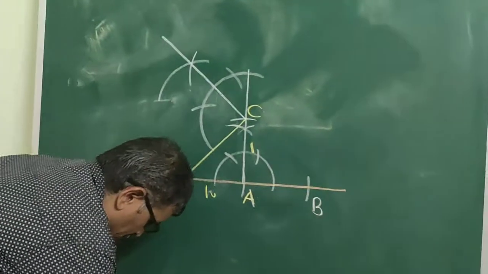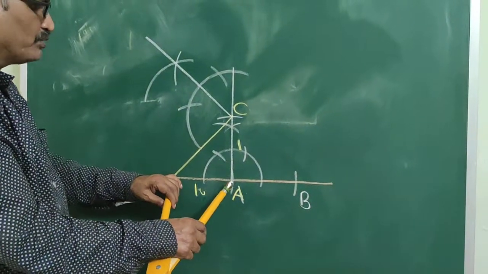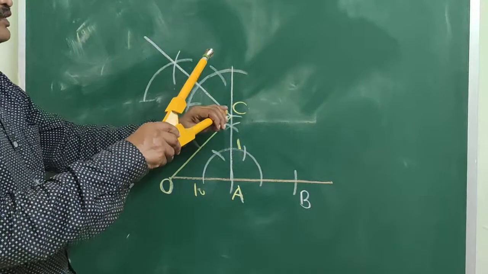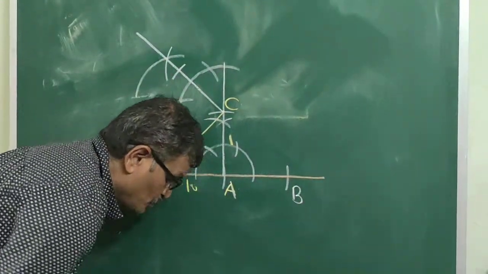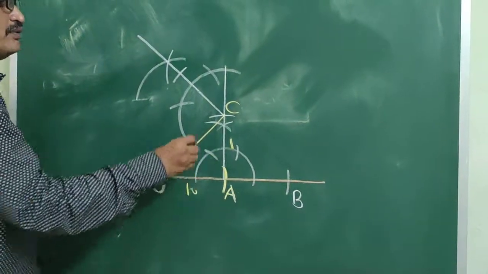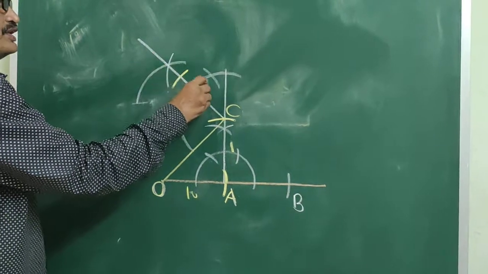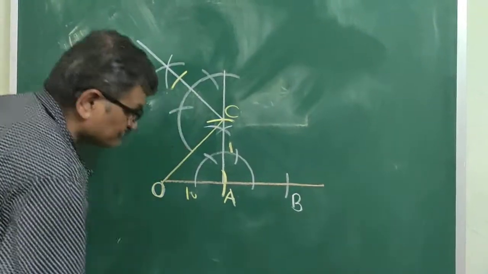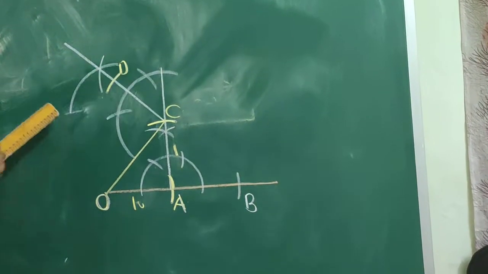And after joining this line, again take 1 unit. You see, 1 unit we already know, here it is. This 1 unit will be taken here. So let me show you where we have taken 1 unit. This is the 1 unit where we have taken. Here we have made a mark. Here again we have taken 1 unit. Now you join this point. I will call this point D.